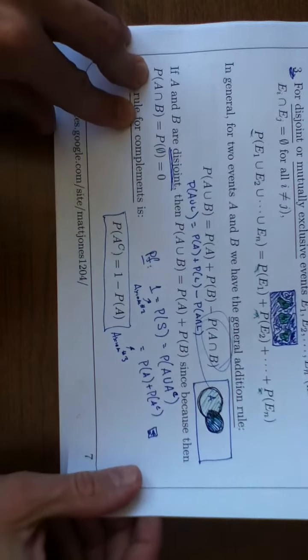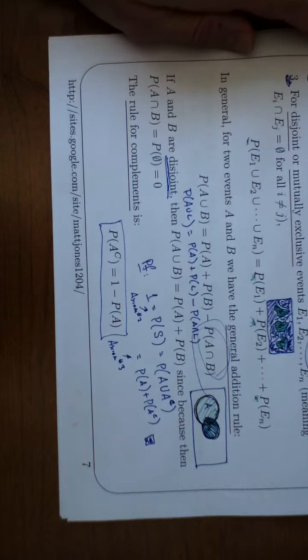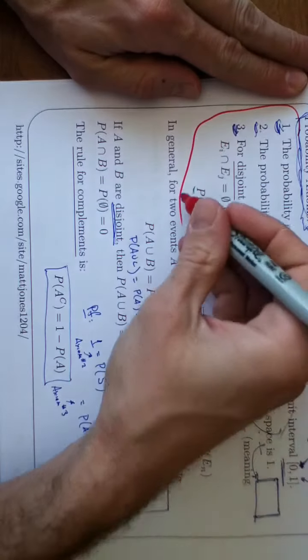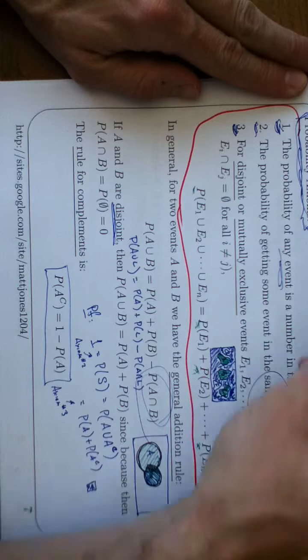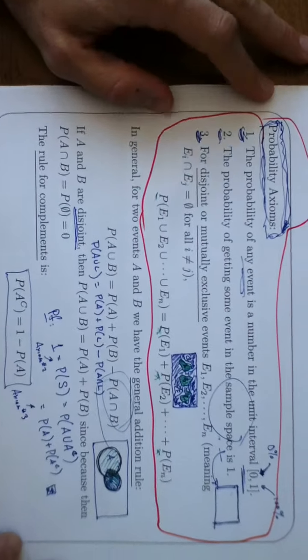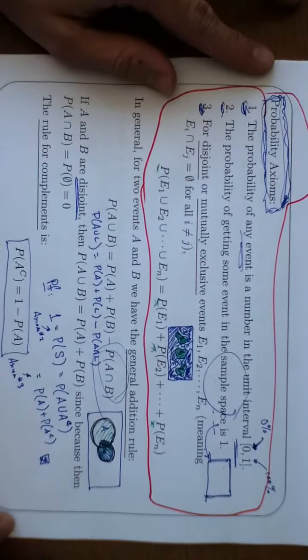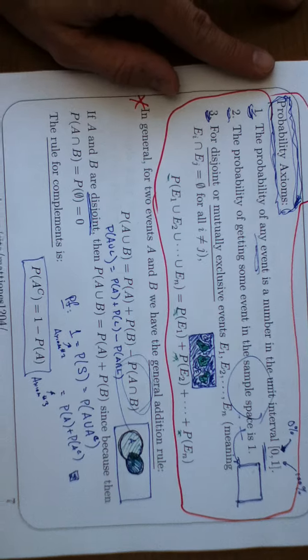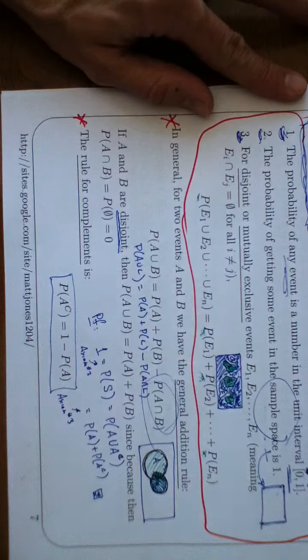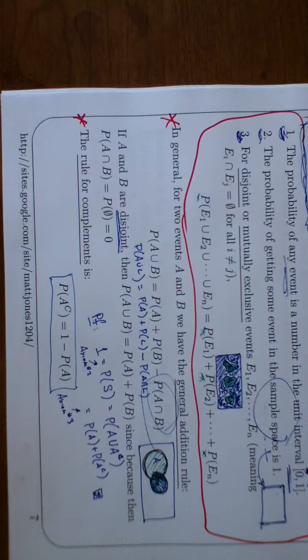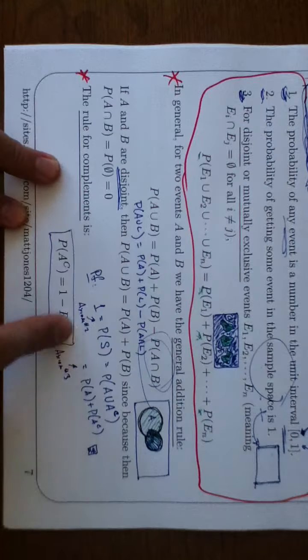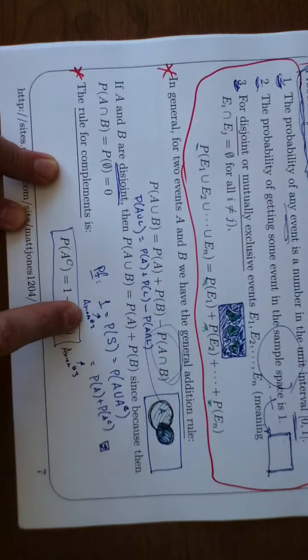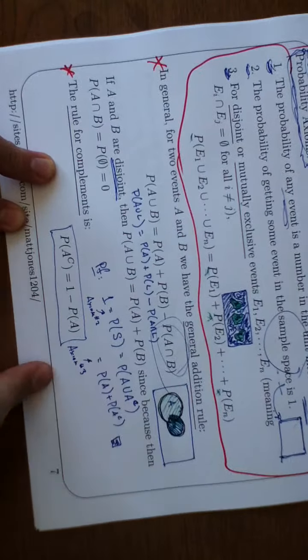All right, probability axioms. Just to be clear, these are the probability axioms right here. Those three things up there are the probability axioms. This is a more general rule. Turns out it follows from the axioms. This is the rule for complements. It also follows from the axioms. I proved it here. Its proof follows from the axioms, right?